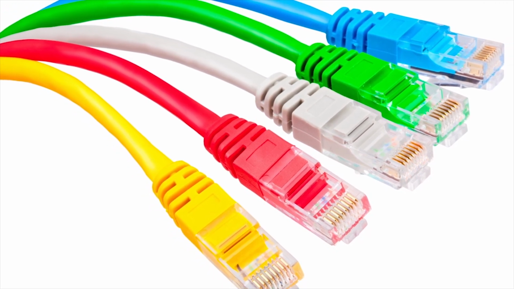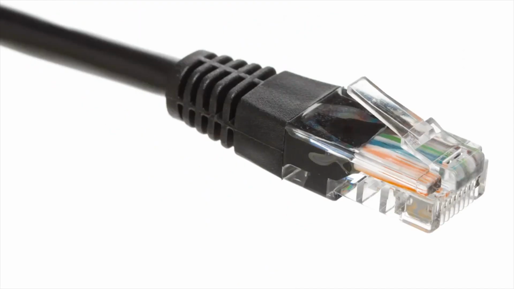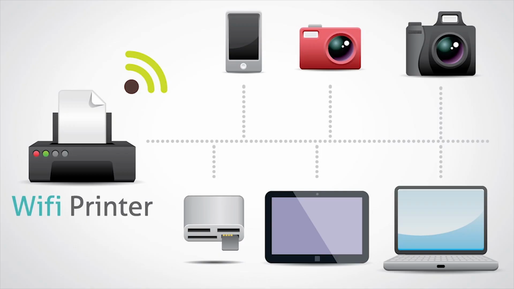Types of local area network. There are two main types of local network architecture. Wired networks, based on Ethernet technology. Wireless networks, which generally use Wi-Fi technology.